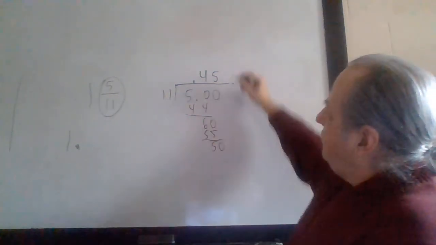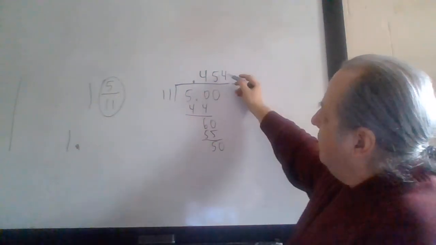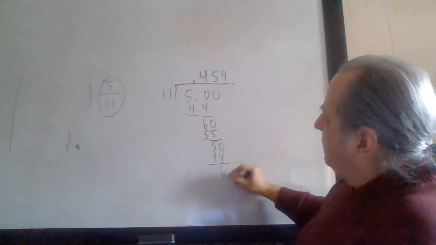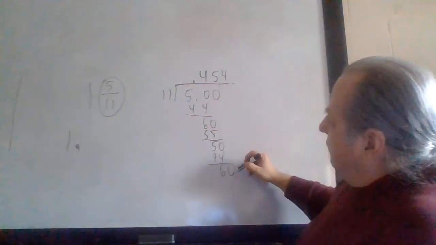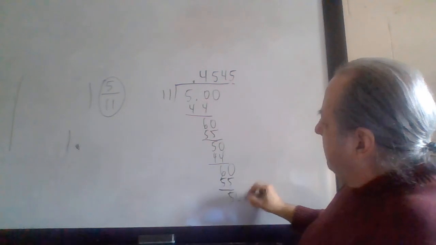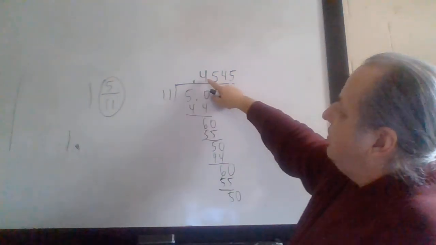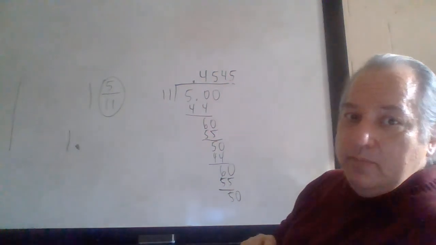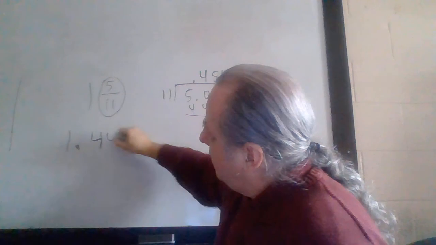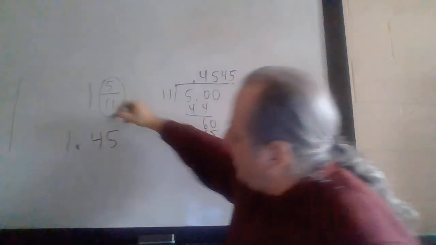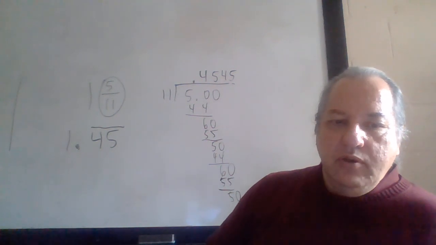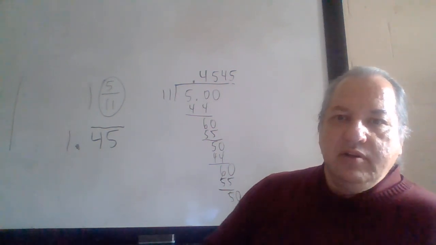11 goes into 50 4 times, and you're starting to see, or you saw, what went on. 4 times 11 is 44. 50 minus 44 is 6, bring down a 0. 11 goes into 60 5 times. 5 times 11 is 55, subtract, bring down another 0. So it repeats in the pattern 4, 5, 4, 5. The 4, 5 repeats. So that means my final answer is the 1 from the whole number, and then since it's the 4, 5 that repeats in a pattern, the bar goes over both of those. And there you go. So that concludes Chapter 5, Lesson 10.